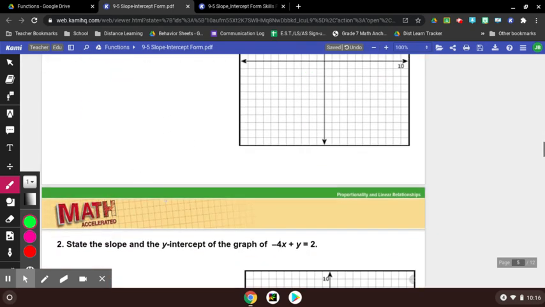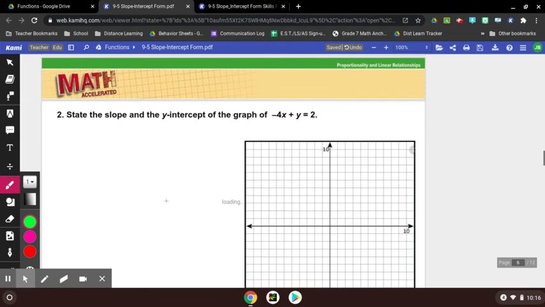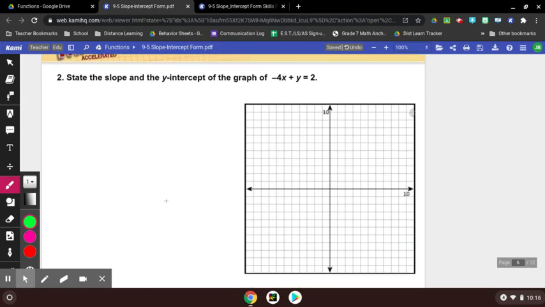Now, this next one has a little bit of an issue for us, because you'll notice that our equation is not in slope-intercept form. I warned you that this was going to happen, okay? But not a problem. Let's write it out. -4x plus y is equal to 2.